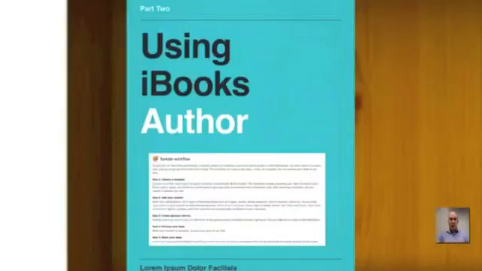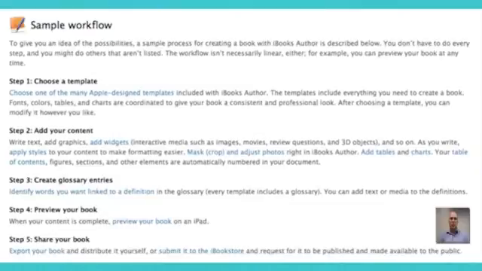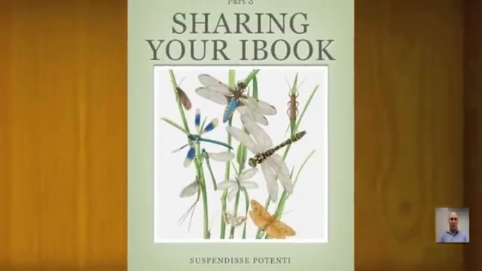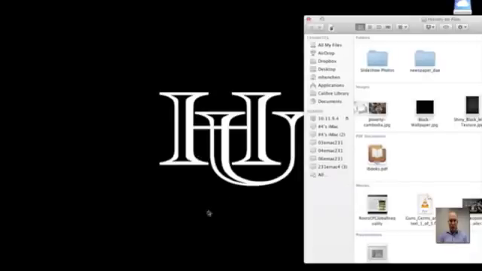Now, using iBooks Author. I took a screenshot of the actual help screen from iBooks Author. The help screen, as with most Mac products, is very good. The sample workflow they give you is to choose a template, add your content, create a glossary if you'd like, preview your book, and then share the book. And that's essentially what I'm going to show you how to do. So I'm going to end this presentation. We're going to come back to sharing your book later.